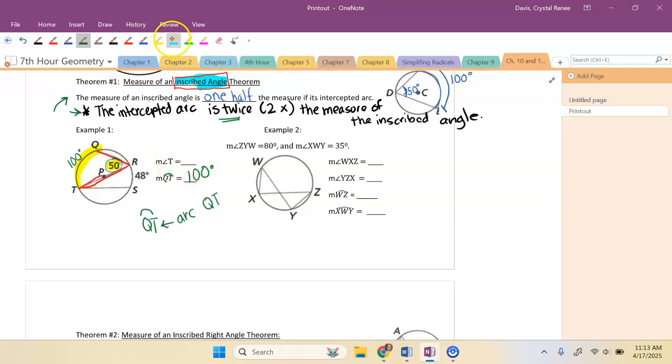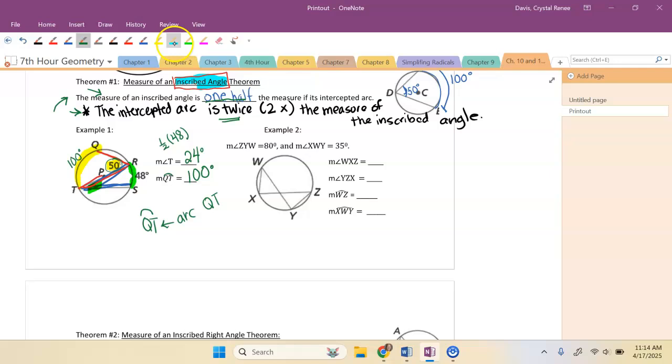Now we want to find angle T. Well, notice angle T is right here. Angle T is an inscribed angle. Its intercepted arc is right here, and it's 48 degrees. So we're going to use this part of the theorem here that says the measure of an inscribed angle is 1/2 the measure of its intercepted arc. So the measure of angle T would be 1/2 of 48, which is just 24 degrees. If you know the theorems, you should be able to apply them easily.